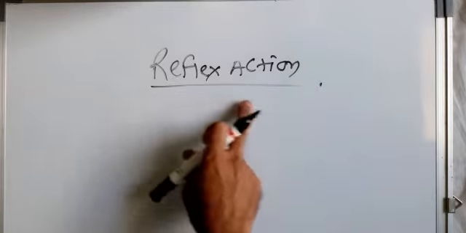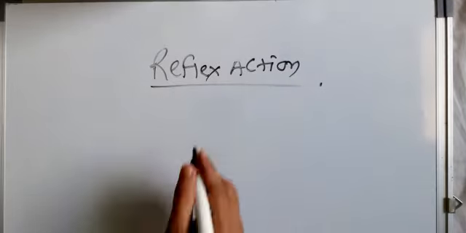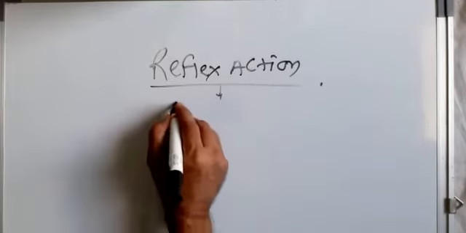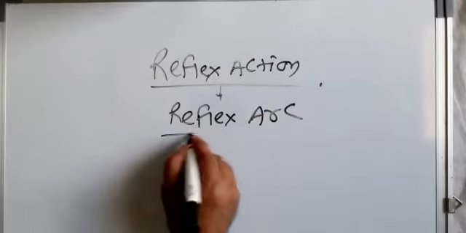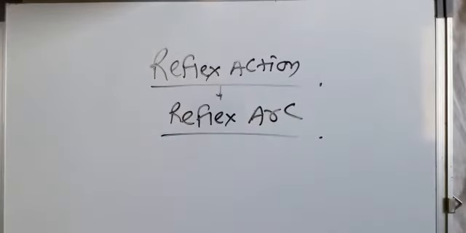Now, the structural and functional unit of the reflex action is called reflex arc. Now, what is reflex arc? Reflex arc is the structural and functional unit of reflex action. Another way we can define reflex arc is the path traveled by an impulse from receptor organ to effector organ via CNS.